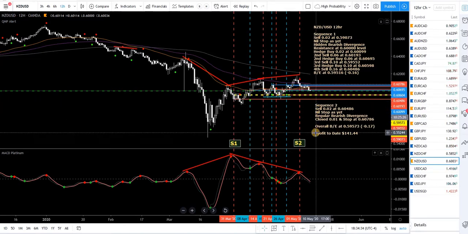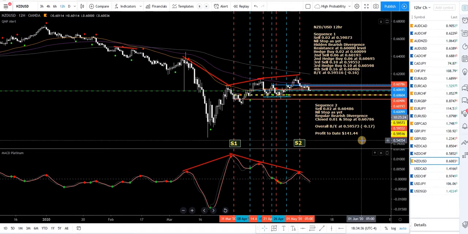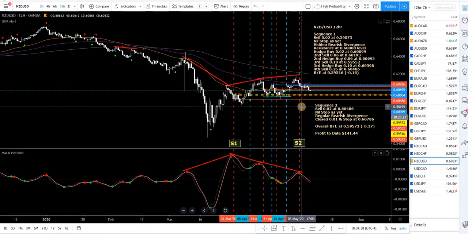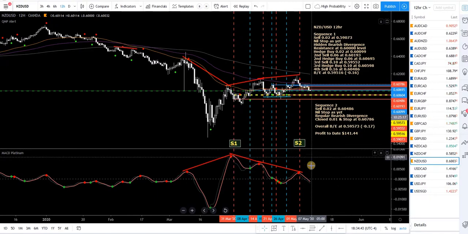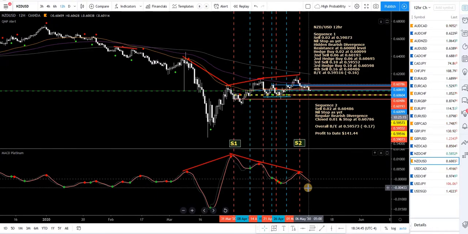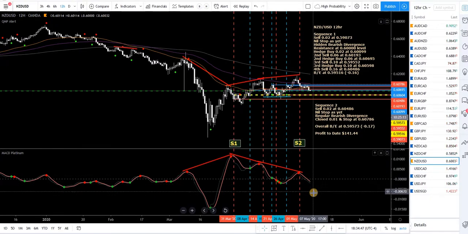It's moved down my overall break even a little bit. Profit to date has all been brought up to date. So just closed half on that second sequence because of the MACD Platinum through the zero level. Remember, looking for buys now. Not necessarily buy, but looking for buys. So that's it on the 12-hour charts.